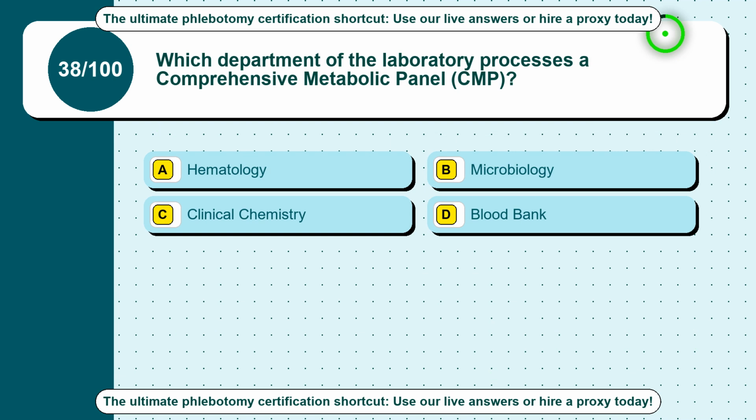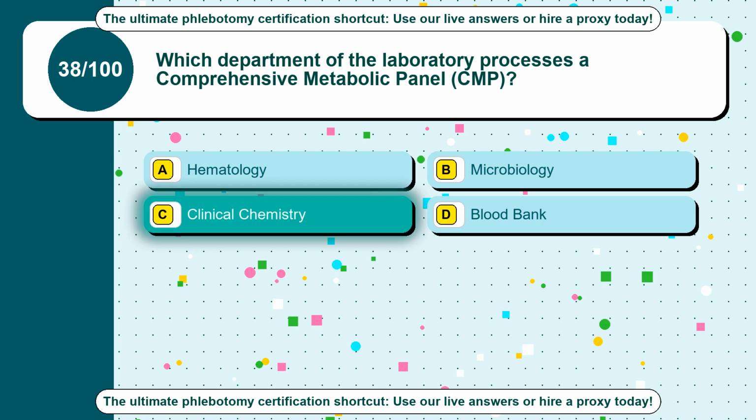Question 38. Which department of the laboratory processes a comprehensive metabolic panel, CMP? Option A, hematology. Option B, microbiology. Option C, clinical chemistry. Option D, blood bank. The correct answer is option C, clinical chemistry.